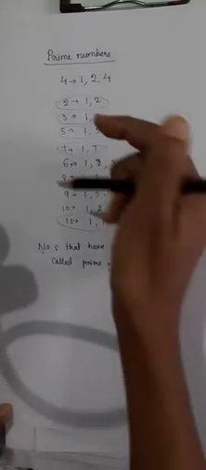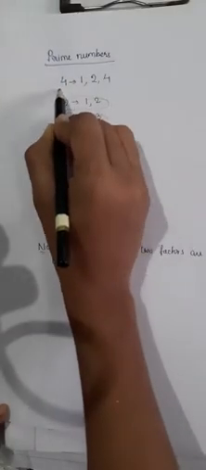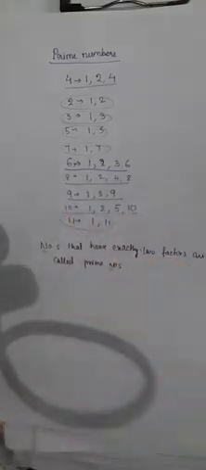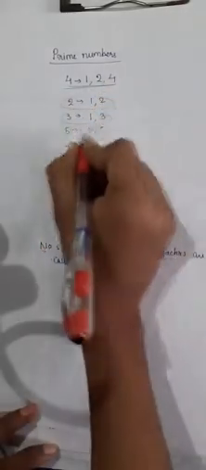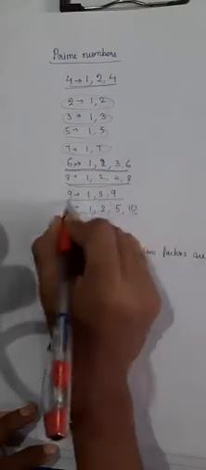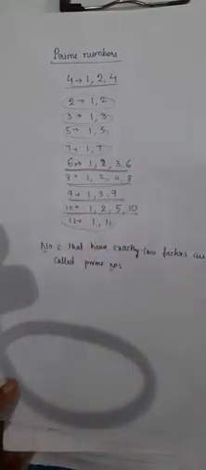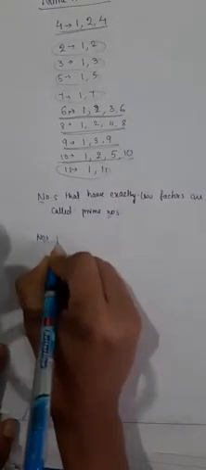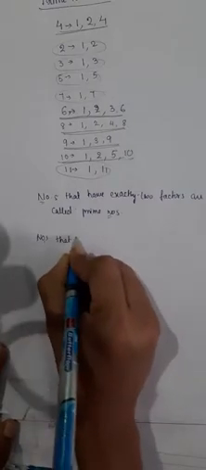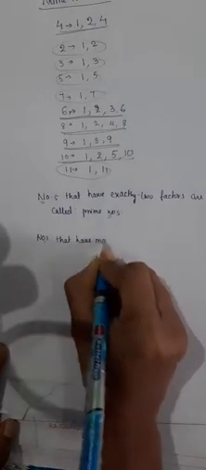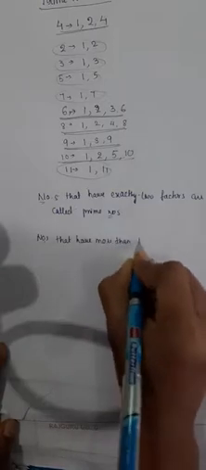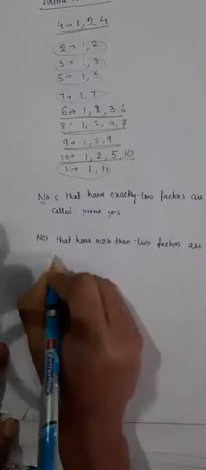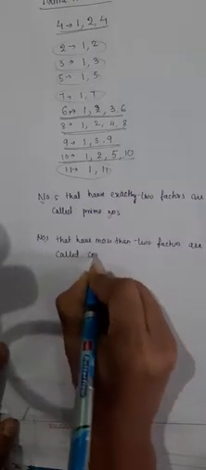Then what about these numbers which have more than two factors? 4, 6, 8, 9 and 10. These are all composite numbers. Numbers that have more than two factors are called composite numbers.